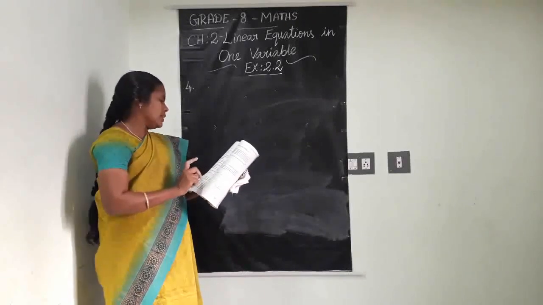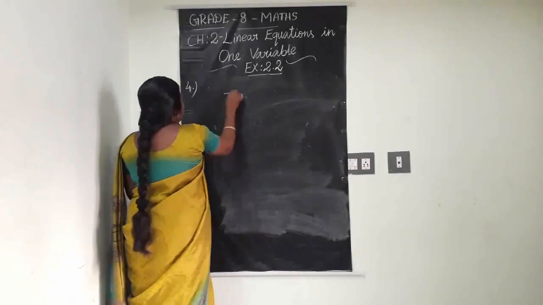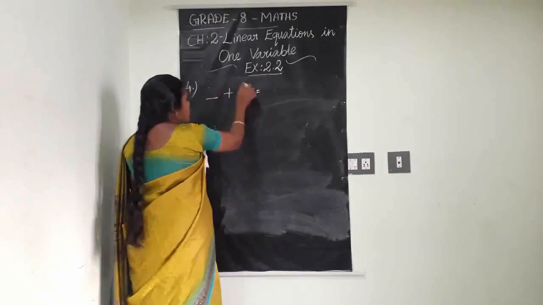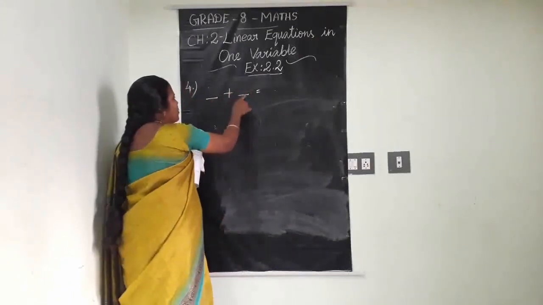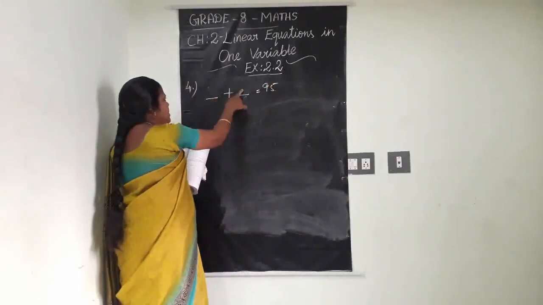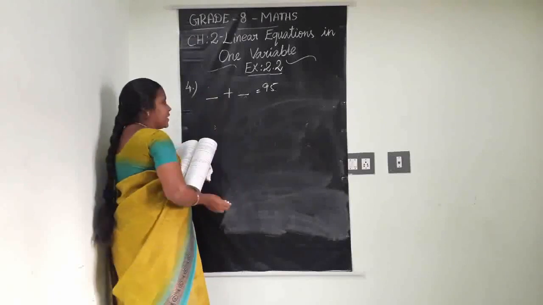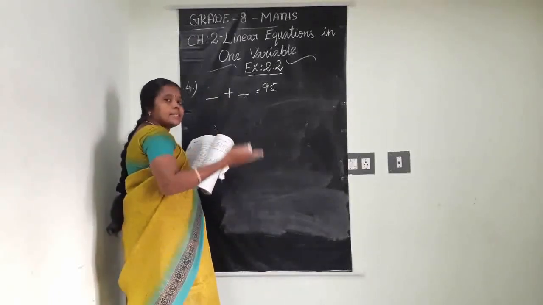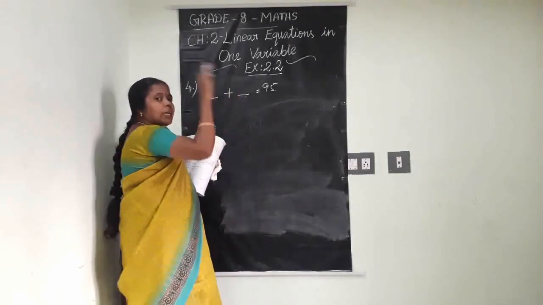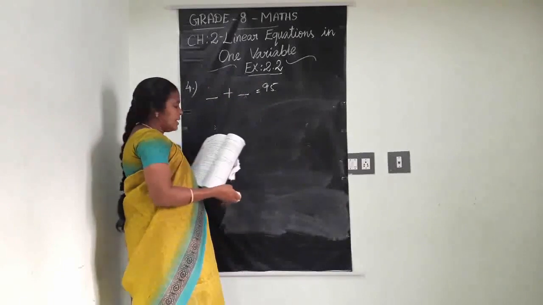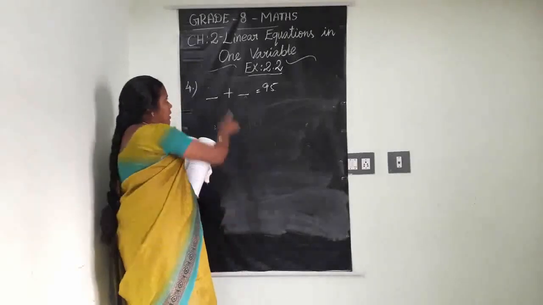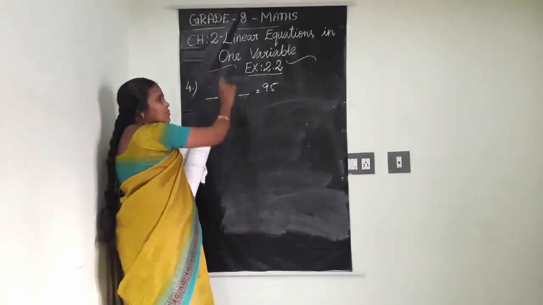What are they telling? Sum is nothing but addition of two numbers. We don't know what the numbers are. Clear? The sum of the two numbers is 95. If one exceeds the other by 15, exceed means increased, extended, that means more. Comparing the first number, the second number is 15 more. That only they are telling here. Exceeds the other by 15.